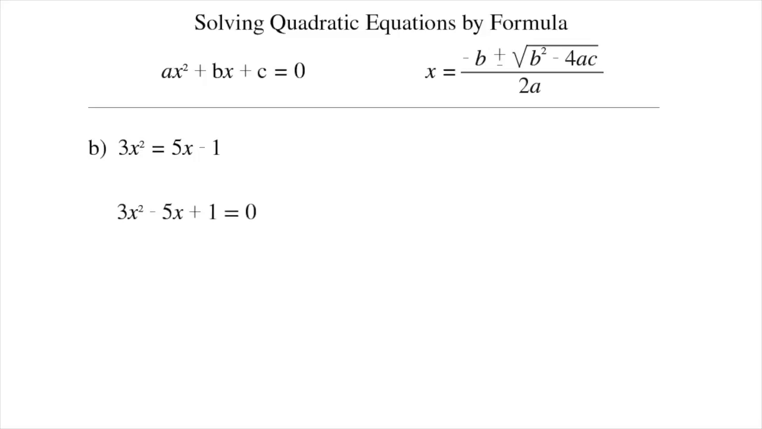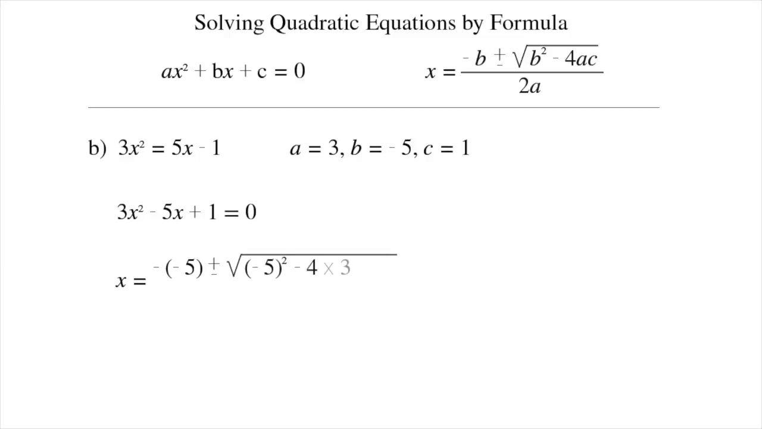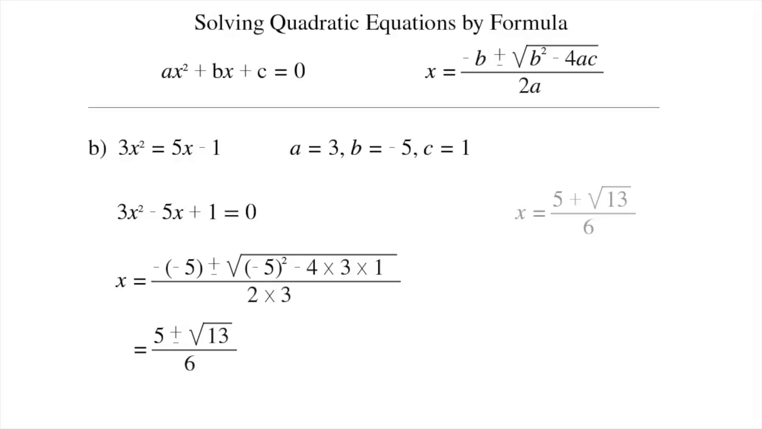Now, when we compare to the general form, ax squared plus bx plus c, we can see that here a is equal to 3, b is equal to negative 5, and c is equal to 1. So, if we substitute into our formula, we have x is equal to negative negative 5 plus or minus the square root of negative 5 squared minus 4 times 3 times 1, all over 2 times 3, which is equal to 5 plus or minus the square root of 13 over 6. So x is 5 plus root 13 over 6, or x is equal to 5 minus root 13 over 6.